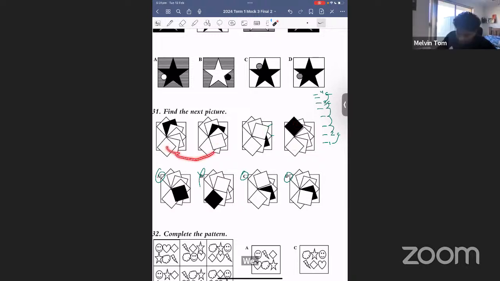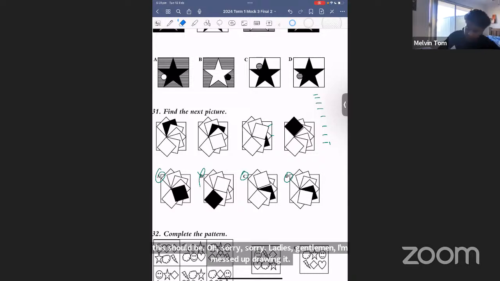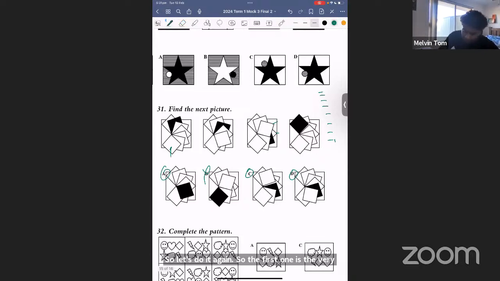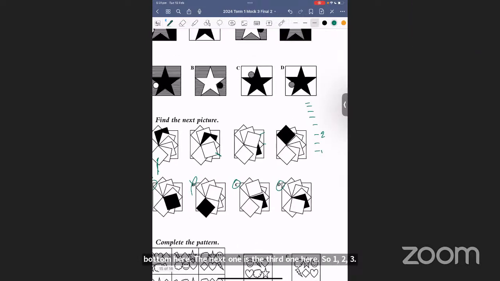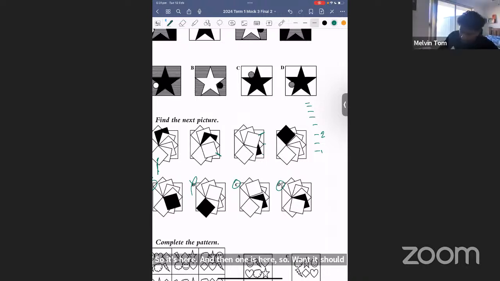So this should be. Oh, sorry, ladies and gentlemen, I messed up drawing it. So let's do it again. The first one is at the very bottom here. Then the next one's the third one here. So 1, 2, 3. So it's here. And then the next one is here. So it should be the third one down. 1, 2, 3. And the last one's the very top.